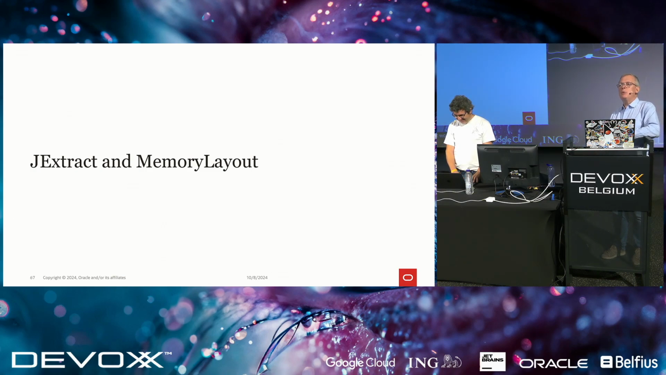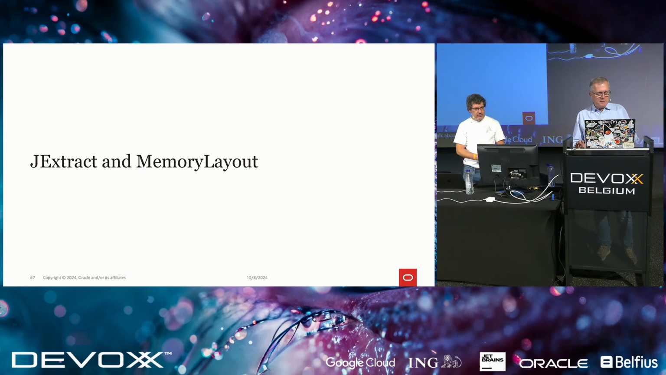We're going to talk about the memory layout API, which is the next part of this memory API. And for that, we're going to use a tool called jextract, and we're going to talk about it also. And now it's my clicker that is not working.